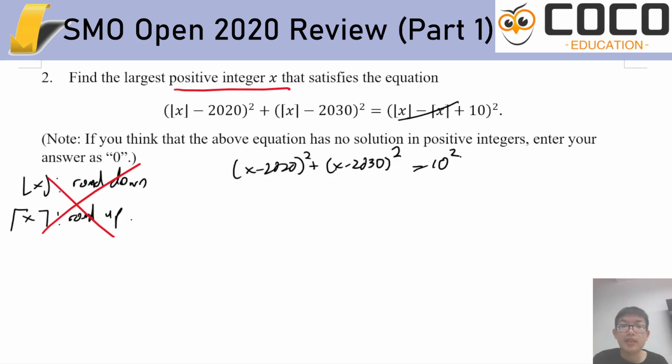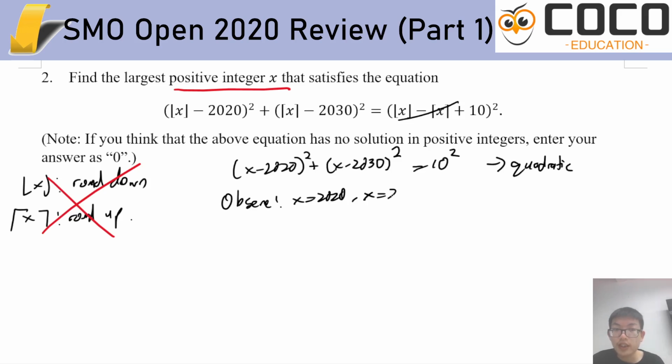Once again, this is now a quadratic. So like question 1, it's possible to just observe that 2020 and 2030 work. So those are the two roots of the quadratic, and the answer is 2030.